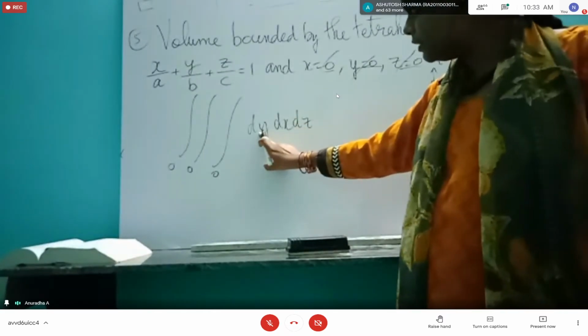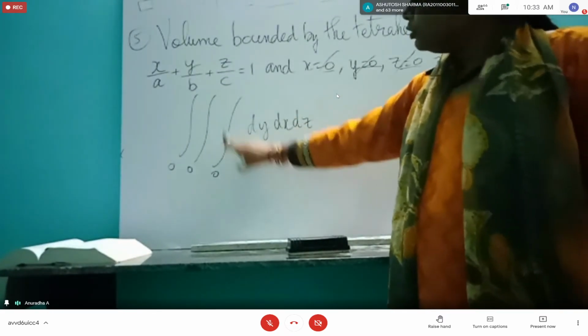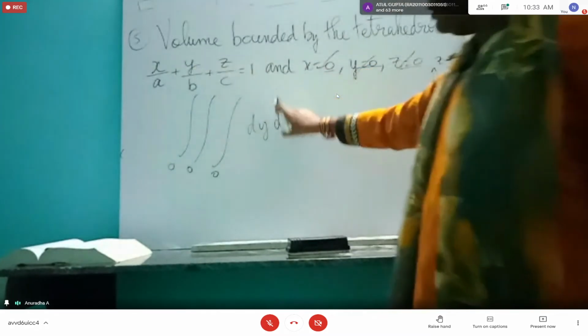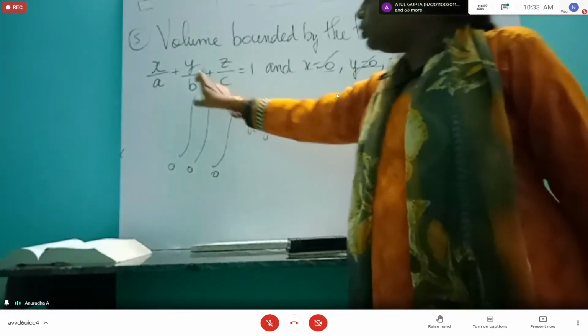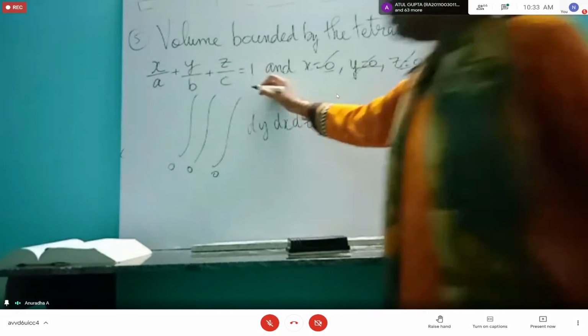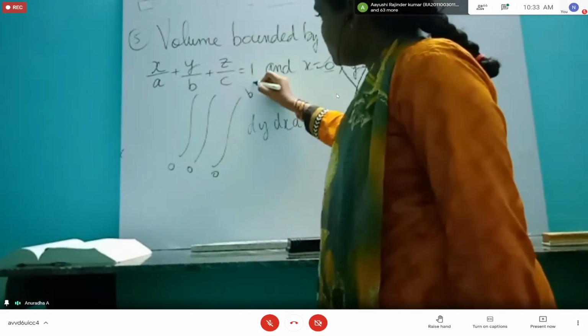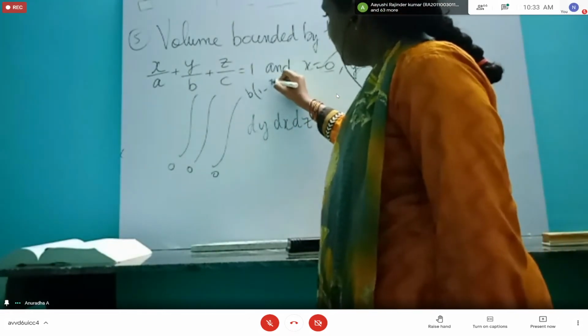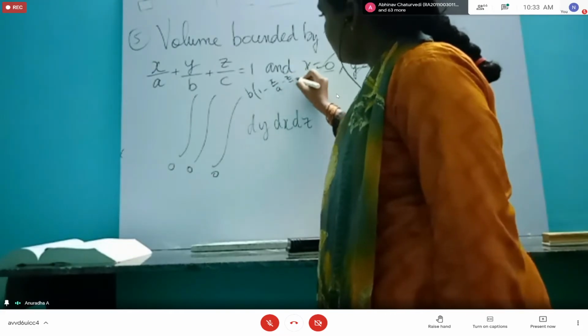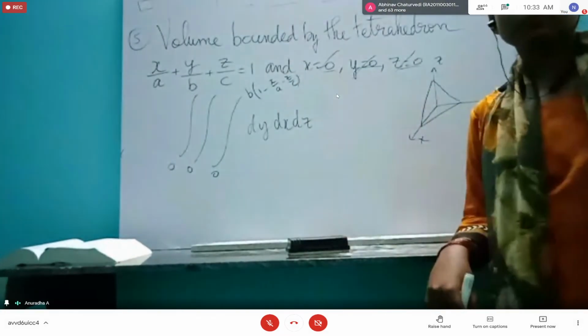Now what we have to do: y is the innermost integral. So y equals, from here we have to write, b times 1 minus x by a minus z by c. That will be the innermost limit.